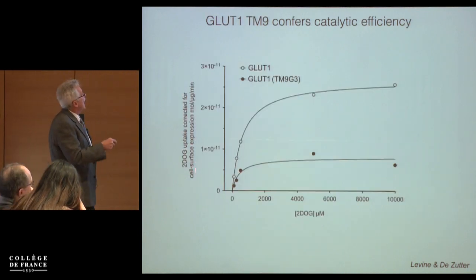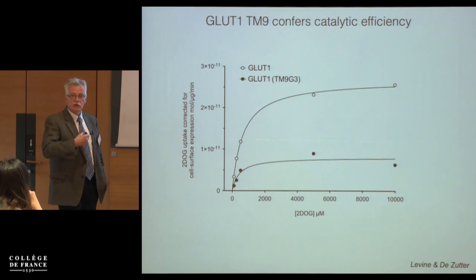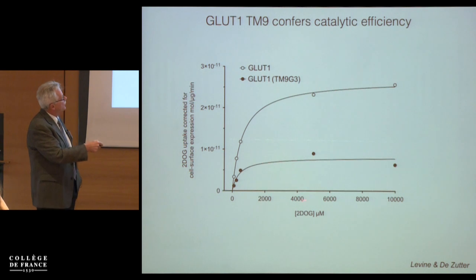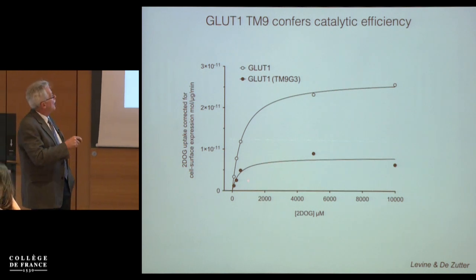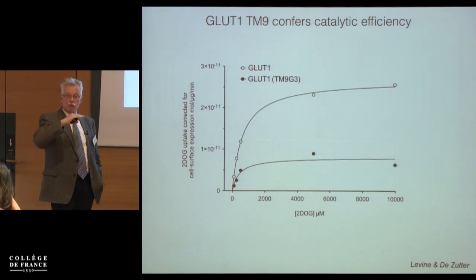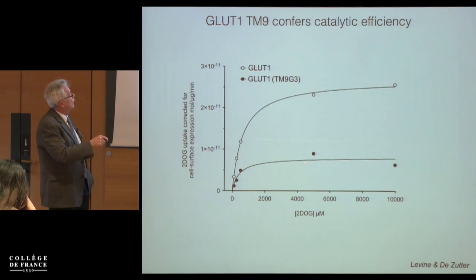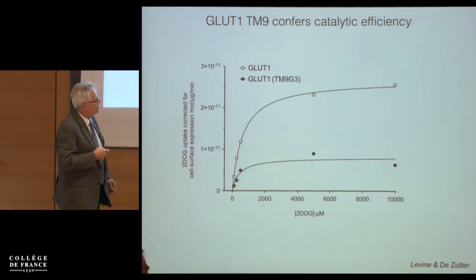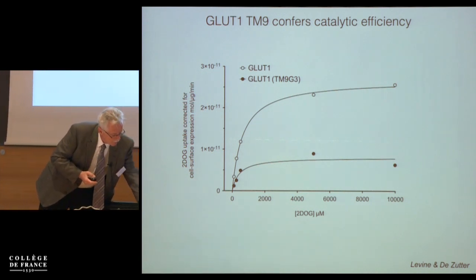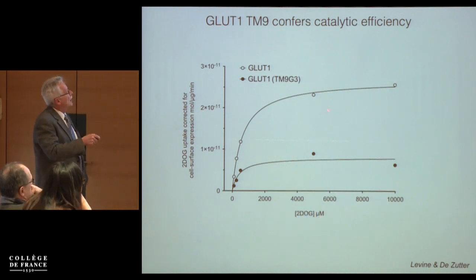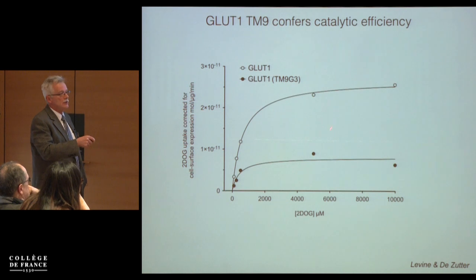So this is activity of the glucose transporters expressed in HEK cells as a function of the sugar concentration. This is 2-deoxyglucose. This is wild-type GLUT1, the transport rates have been normalized for cell surface expression of protein. This is GLUT1 with transmembrane domain 9 from GLUT3. So clearly, the tetramer has more activity than the dimer.